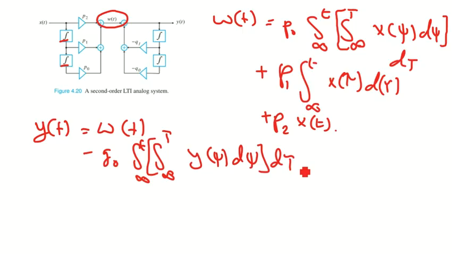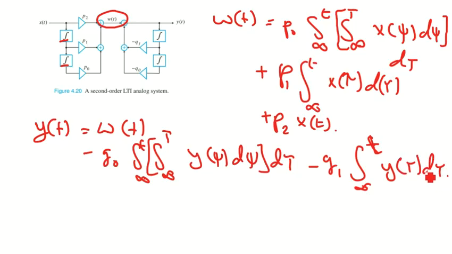d tau. And the second one is going to be minus Q1, and only integrate once, because you only have one integral between the y term and the Q1, or minus Q1. You call that the constant or the multiplier. And what you got here is from infinity to t this time, not tau, and you have y of tau d tau. Okay, that's the first one.